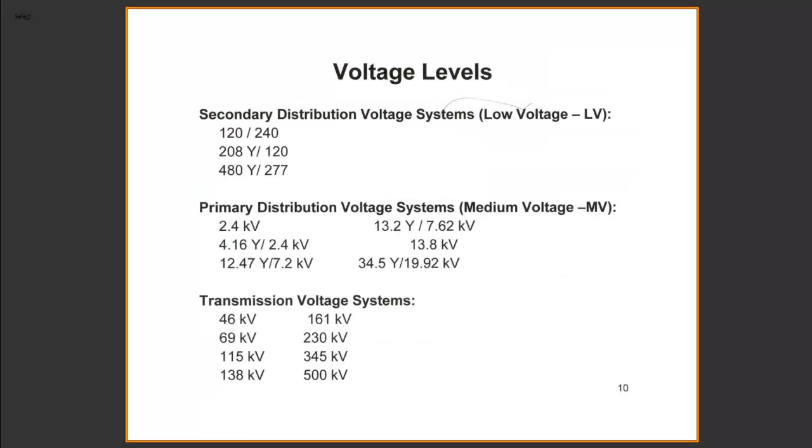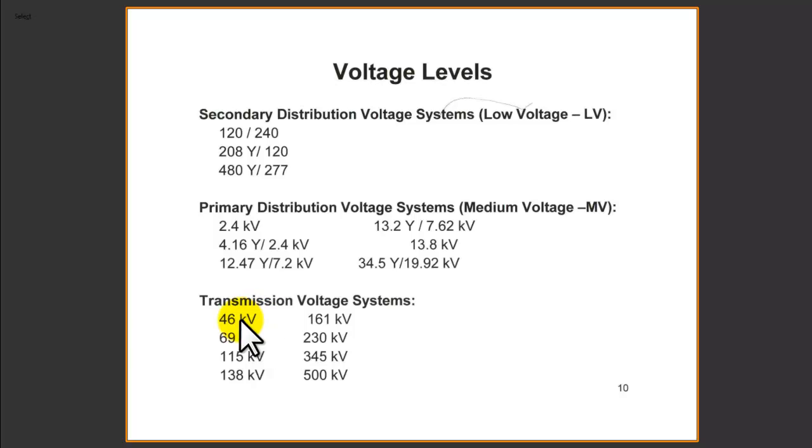So this is an example of multiple voltage levels, from a secondary perspective to primary perspective, and then the transmission voltage perspective. So mainly in North America, this is how we classify the voltage level, the nominal voltage. As you can tell, sometimes people group 69, even 115, as sub-transmission system.